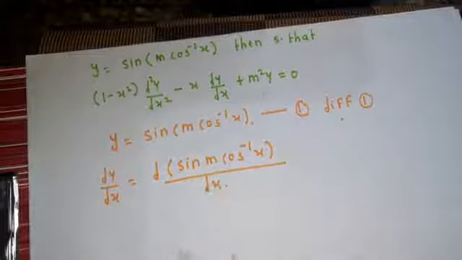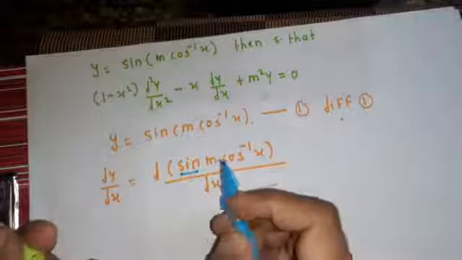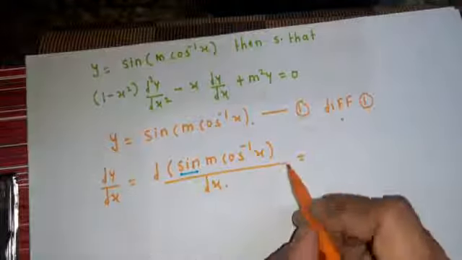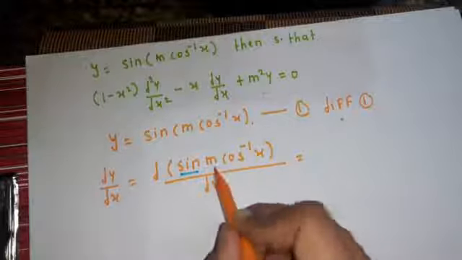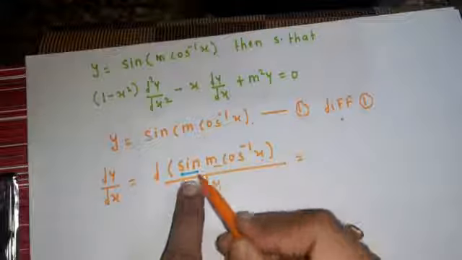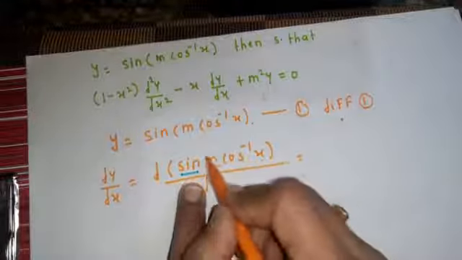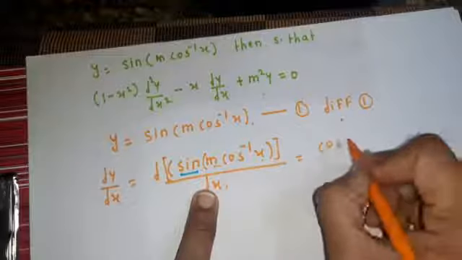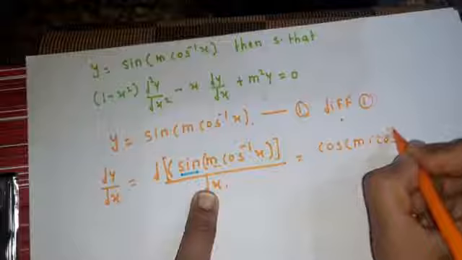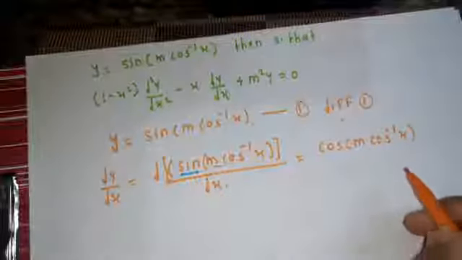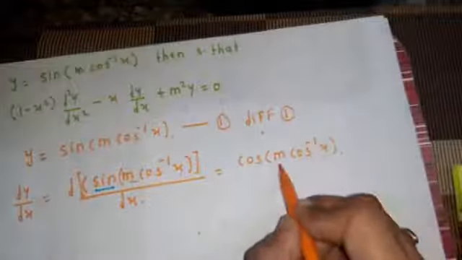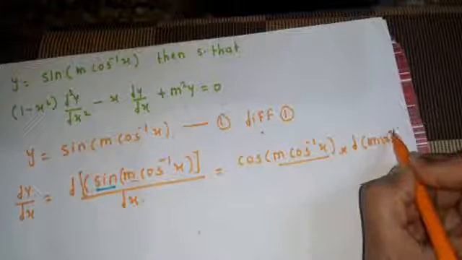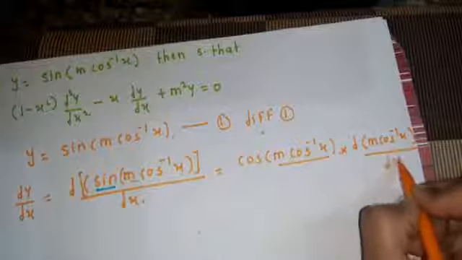Now the outermost function is the sine function, so we differentiate according to sine. The differentiation of sine x is cos x, but here instead of x this function m cos inverse of x is there. Therefore the differentiation is cos of m cos inverse of x, but this m cos inverse of x is again a differentiable function, so into the differentiation of m cos inverse of x with respect to x.